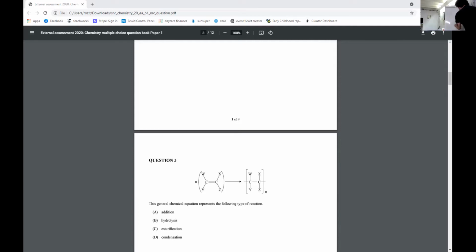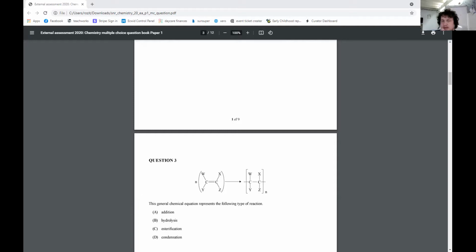Right. It'll be interesting to draw on. So we're actually looking at an addition reaction. So addition reaction, we're just adding monomers onto each other.